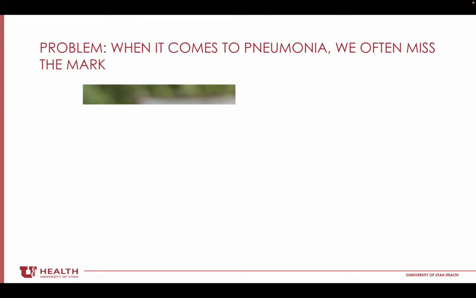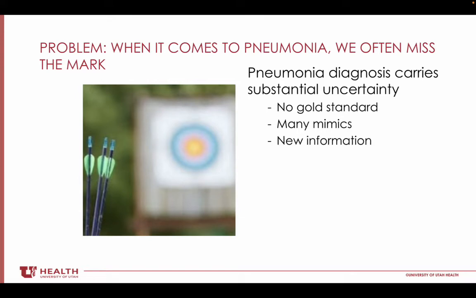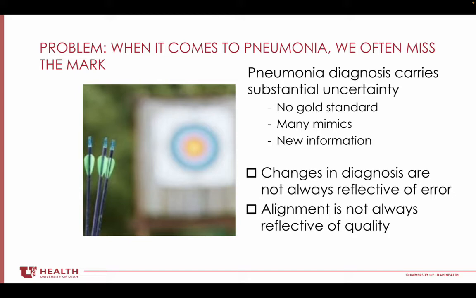And so what Dr. Jones is interested in is looking at pneumonia and how it's really easy to miss the mark in diagnosing pneumonia, because this diagnosis carries a lot of uncertainty. There's no gold standard, there's no PCR test for this. There are a lot of other conditions that could appear to look like pneumonia. And new information comes in frequently throughout a hospitalization, which would affect what you think about the diagnosis and how likely pneumonia is. And so with all of this in mind, the diagnosis might change, and it may or may not be reflective of a diagnostic error. And so when thinking of quality, it's also a question of some diagnoses are just difficult to capture.